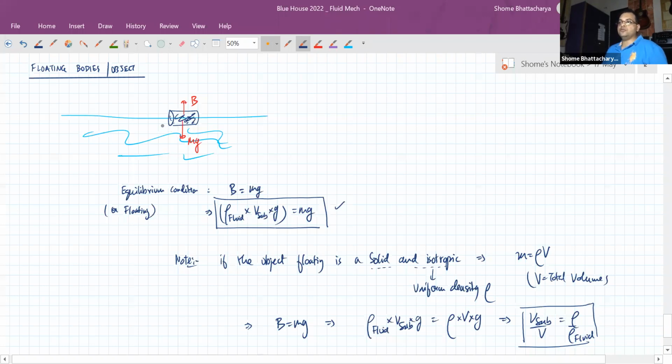Okay, it might be a log of wood with patches of metal inside it, or with non-uniform density, or with cavities inside it, anything will work here. But this equation that we've written below, this is subject to the condition that the object is made of isotropic material and it's solid.